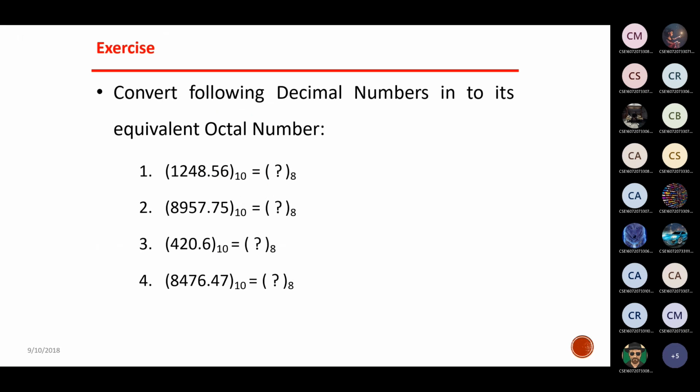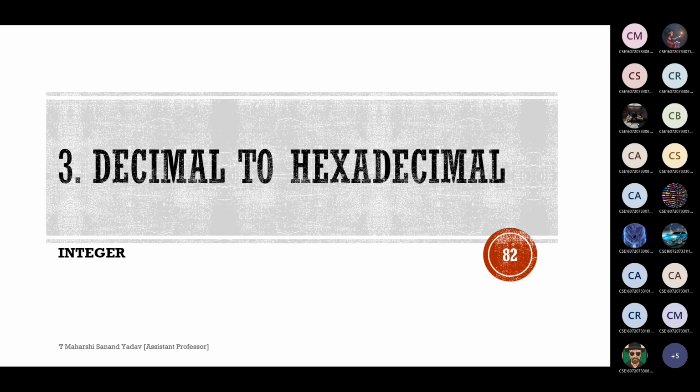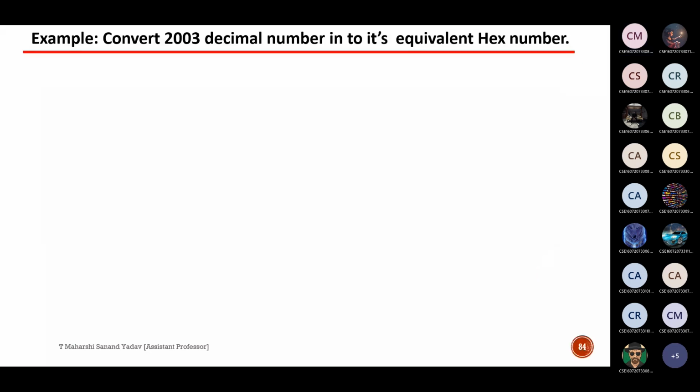So next, similarly, you note down this question: 420.6, which is in decimal, into octal. Next method, conversion of decimal into hexadecimal. Can anyone tell me the method? Decimal to hexadecimal. Divide by 16. Okay, divide by 16. Solve it for 2003. Convert 2003, which is in decimal, into hexadecimal. So take 2003 and divide it with 16.